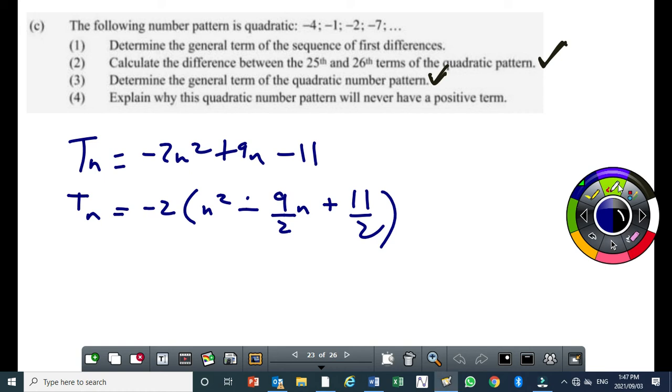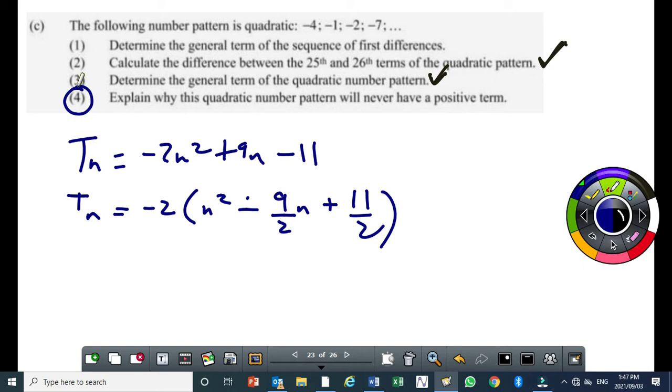The general term of the quadratic pattern is Tn equals minus 2n squared plus 9n minus 11. We were doing number 4. The question says, explain why this quadratic number pattern will never have a positive term, which means the quadratic pattern will always have negative terms. So we need to provide a mathematical explanation as to why it will never have a positive term. To do that, we have to use the concept of completing the square as part of the explanation.